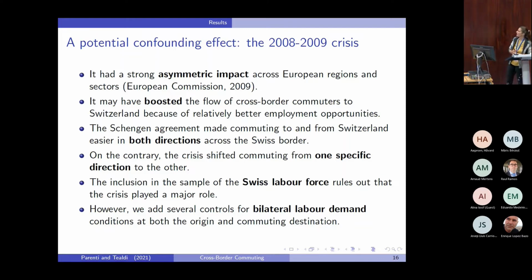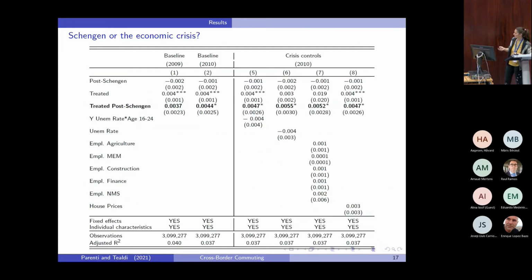So first of all, we have to say that while the Schengen agreement may make commuting to and from Switzerland easier in both directions, the crisis should have shifted the commuting in one specific direction, towards Switzerland. So having the Swiss labor force in the sample also helps us rule out a bit the fact that the crisis plays the major role. By the way, we include several controls for bilateral labor demand conditions, both at the origin and the destination, in order to control for these confounding effects.